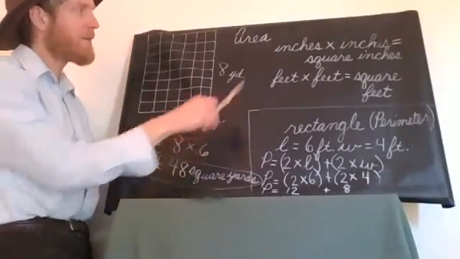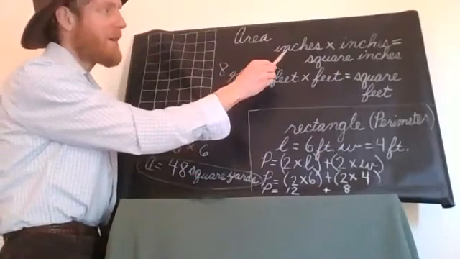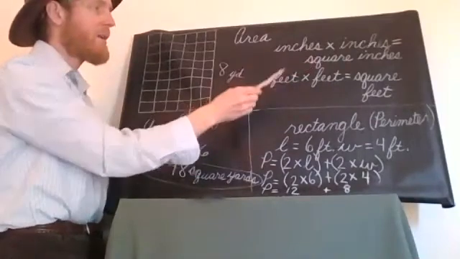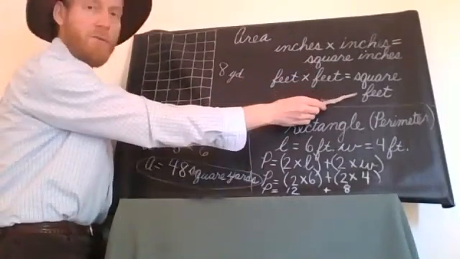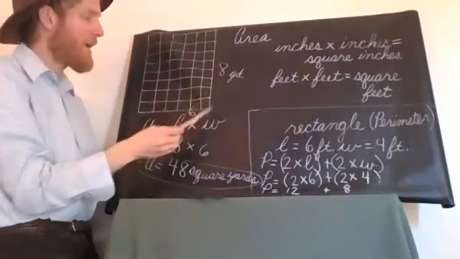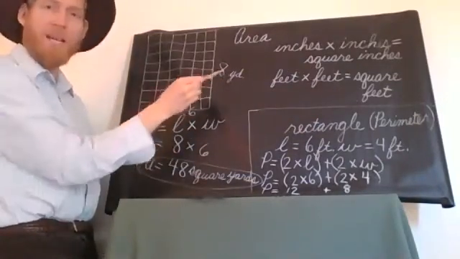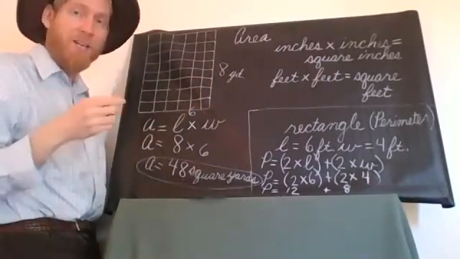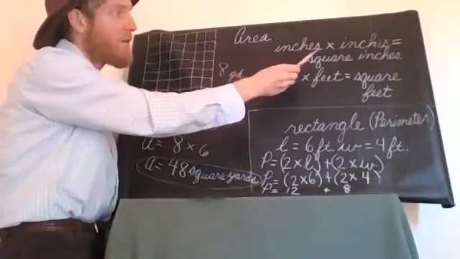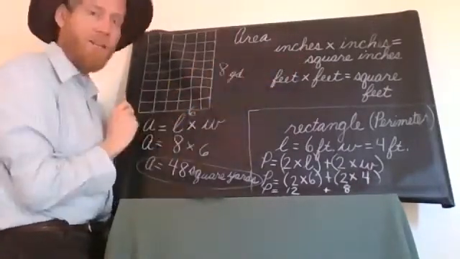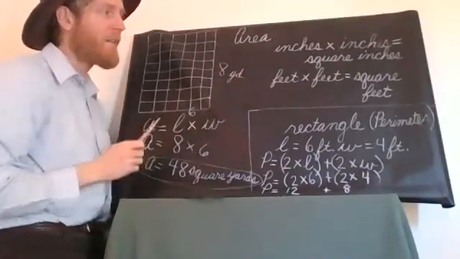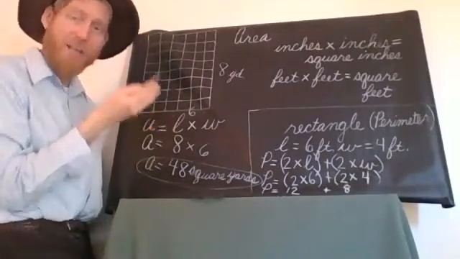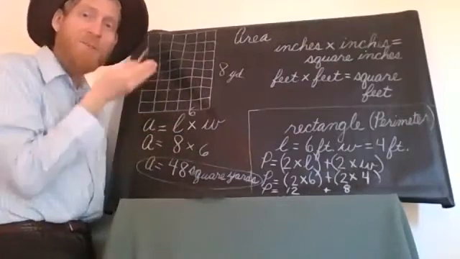So, let me show you something. Inches times inches equals square inches. Feet times feet equals square feet. What do I mean by that? I'm multiplying yards by yards in this case to find area, right? When you find area, you're multiplying two sides together. So inches times inches equals square inches. Feet by feet equals square feet. Yards times yards equals square yards. Meters times meters equals square meters.